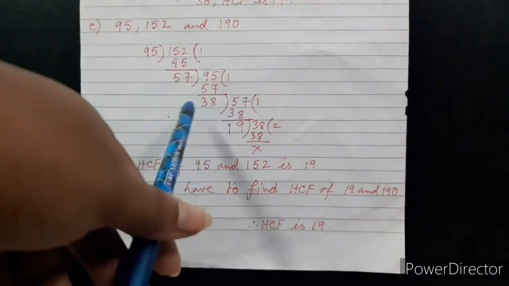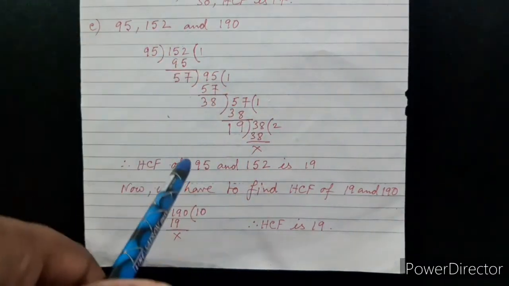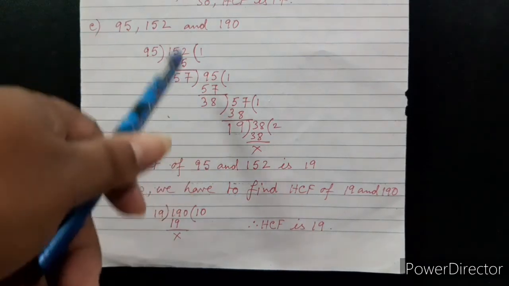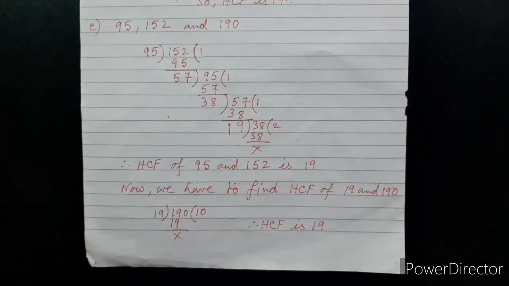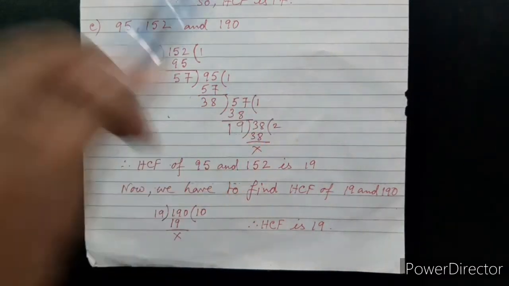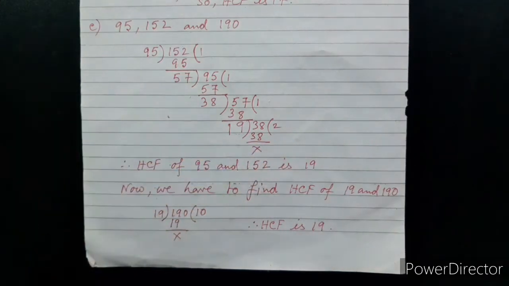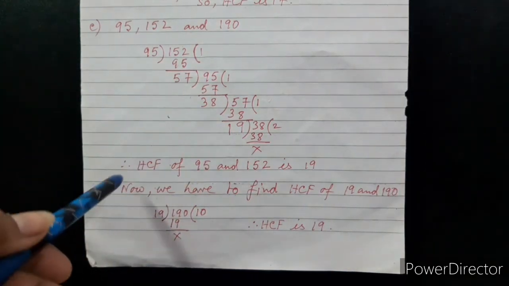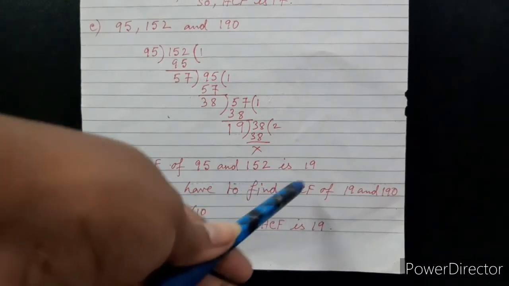So, we divide 57 by 38. 38 ones are 38. After subtracting we get 19 as remainder. 19 is smaller than 38. So, we divide 38 by 19. 19 twos are 38. Here we get 0 as remainder. So, we stop the division. The final divisor is 19. Therefore, the HCF of 95 and 152 is 19.